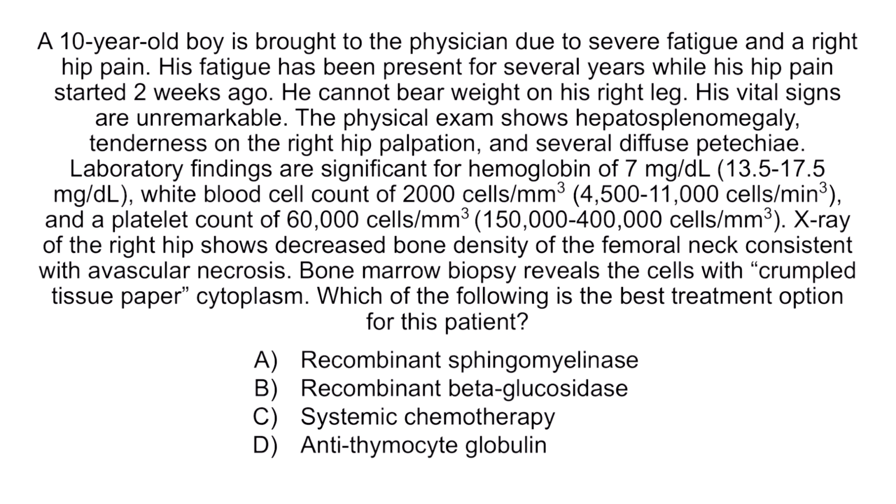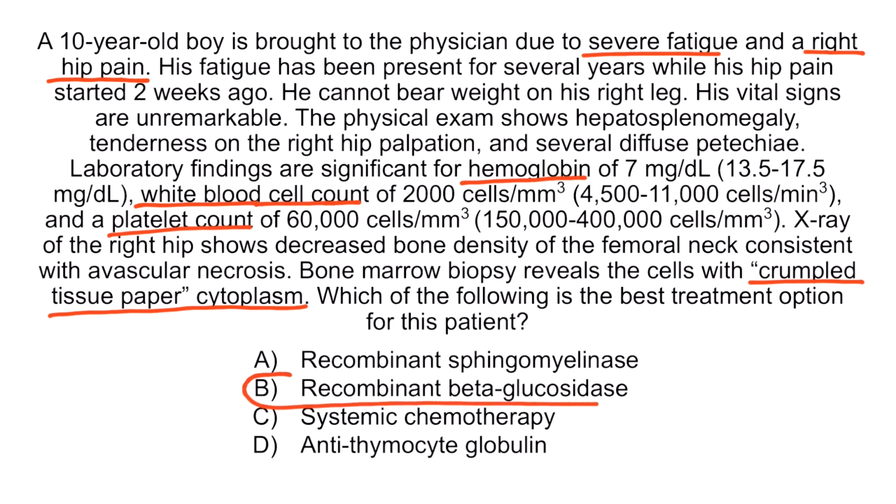This patient presents with fatigue and right hip pain consistent with avascular necrosis of the femur. He also has pancytopenia marked by decreased hemoglobin, white blood cells, and platelets, and the bone marrow biopsy reveals the cells with crumpled tissue paper cytoplasm. This description is classic for Gaucher disease. As we discussed in this lecture, Gaucher disease is an autosomal recessive lysosomal storage disease caused by beta-glucosidase deficiency. Therefore, the best treatment option for this patient with Gaucher disease is recombinant beta-glucosidase. The correct answer is option B.